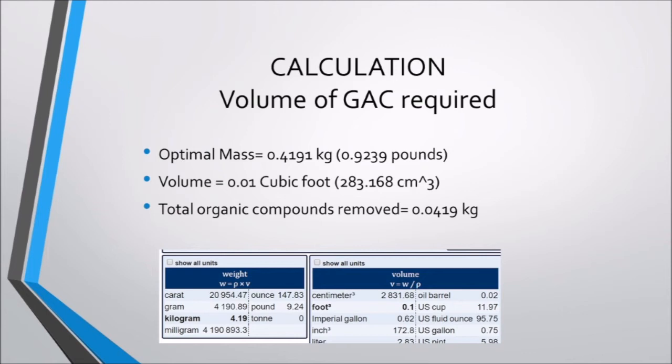Finally, for the calculation part, we have to know the volume of GAC required in the device. By calculation, we know that the optimal mass of GAC is around 0.42 kilograms and the volume is around 285 cm². Thus, we know we could remove around 42 grams of organic compounds in the device.